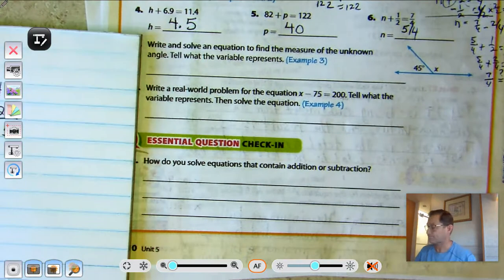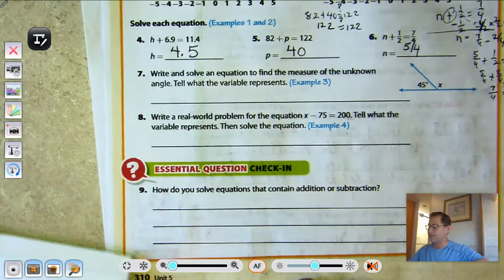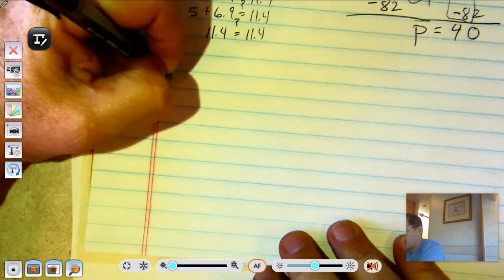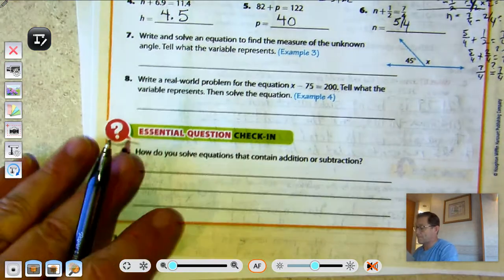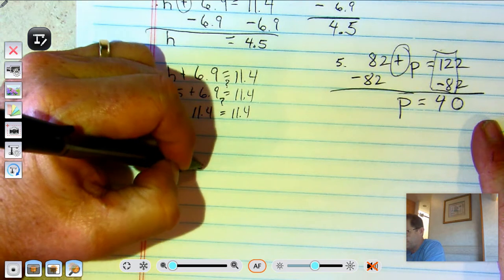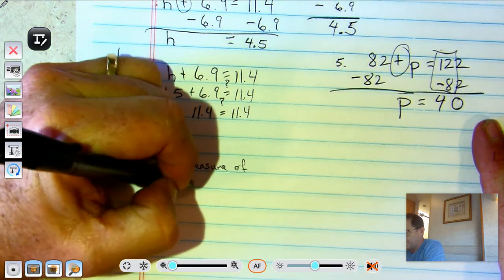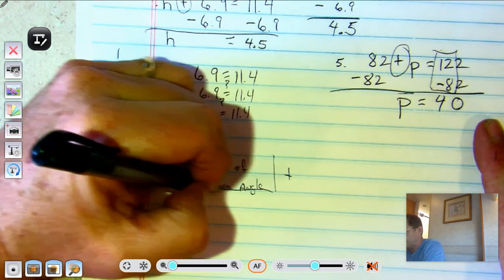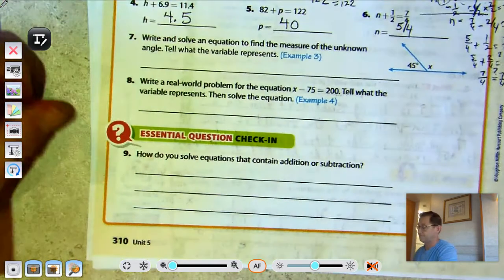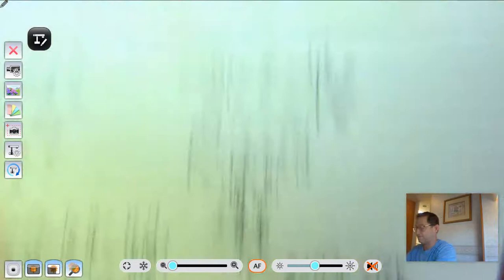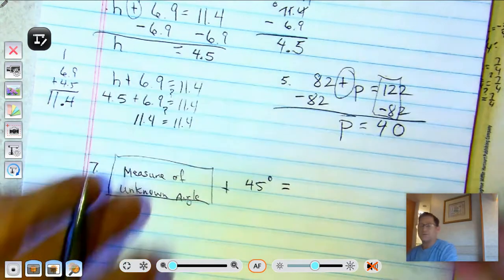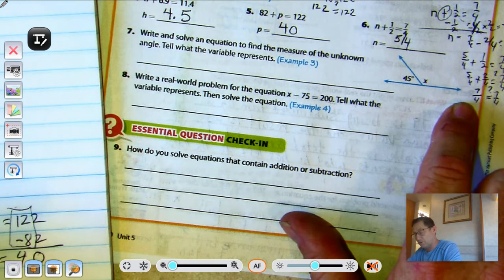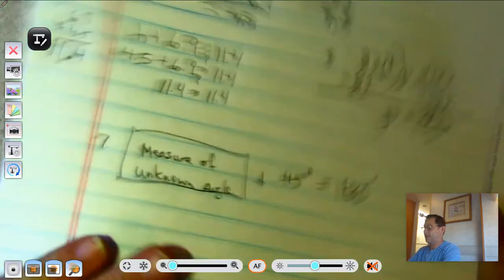Okay, number 7. Write and solve an equation to find the measure of the unknown angle and tell what the variable represents. Okay, so we're going to have the measure of an unknown angle plus 45 equals what? Does that equal a 90-degree angle or a straight line? It equals a straight line, so 180.